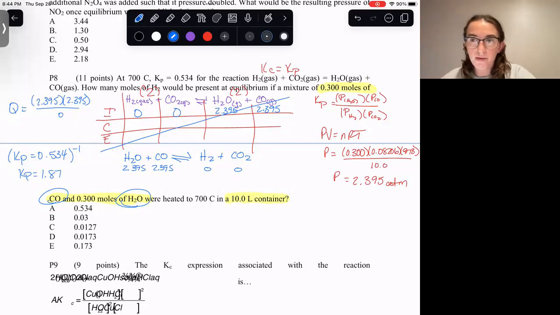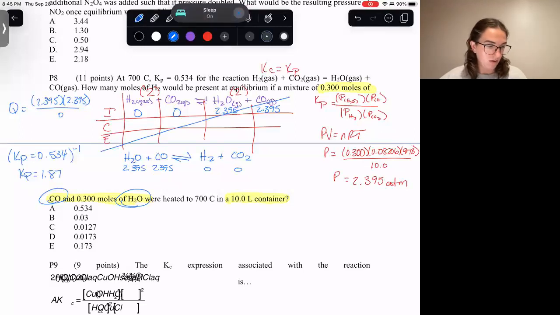What questions do we have about what I just did? Who was lost? Who needs to see that again? Or are we okay? I'll give a second. Yes, this only happens when the products have moles and you have no reactants.